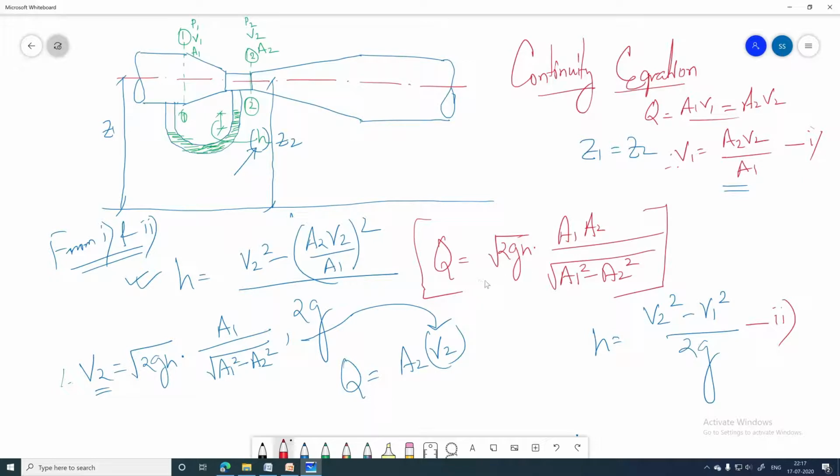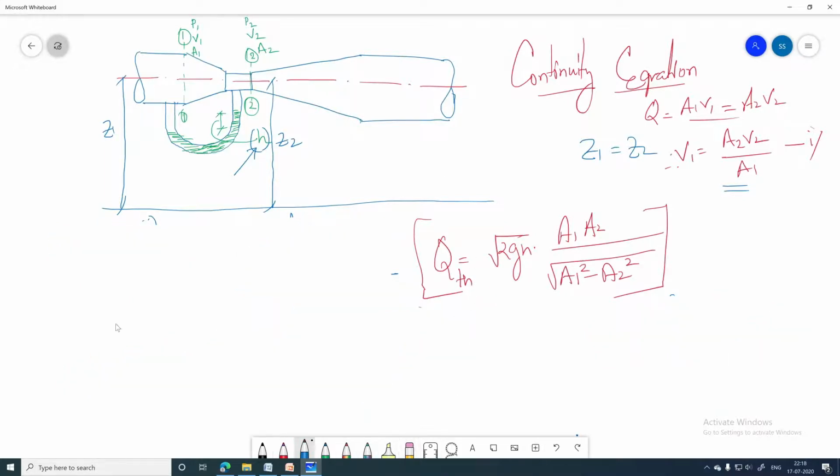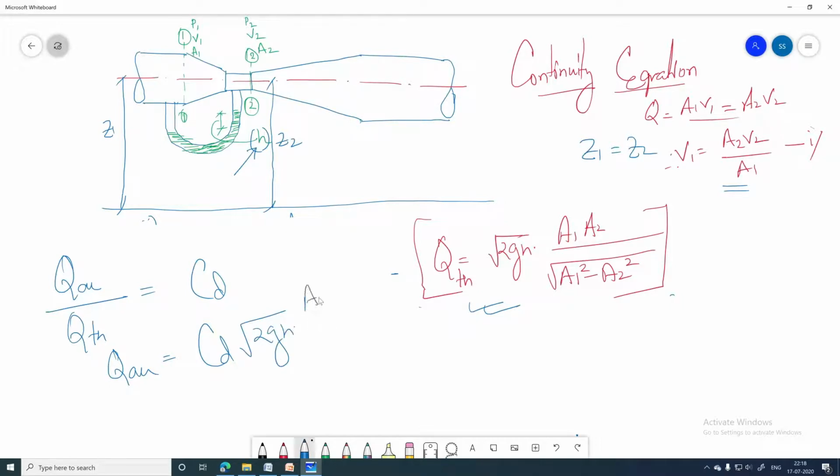So here this is the value of Q, and definitely it is Q theoretical. If you need to determine the value of Q actual, we know that Q actual by Q theoretical is equal to CD, that means the coefficient of discharge. Whatever we have determined is the Q theoretical. So the Q actual will be CD into root 2gh into A1 A2 by root over of A1 square minus A2 square. This is the value of Q actual, and this is the value of Q theoretical.